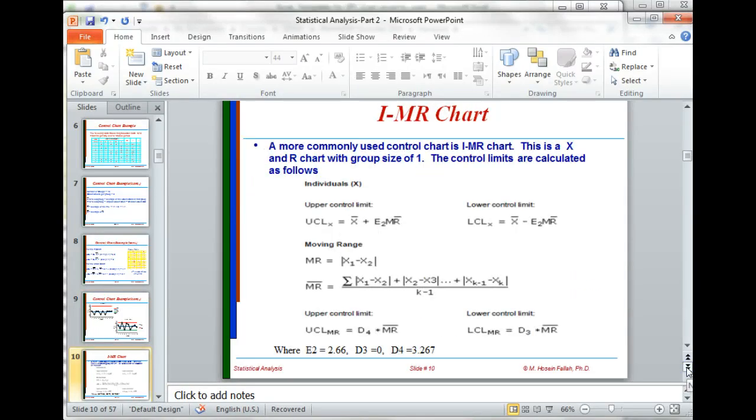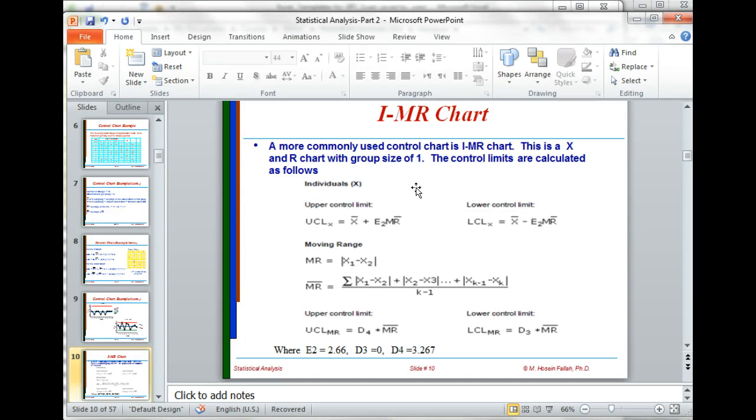So that was the X bar and R charts that we use when the data is not normally distributed, and we're trying to apply the control chart to a variable. Now there's another commonly used chart called the IMR chart. This IMR chart is actually the same as the X bar and R chart, except that in this case the size of the group is 1. Remember, in the previous chart we used a size of 5, and you could have 4, 7, 8, 10.